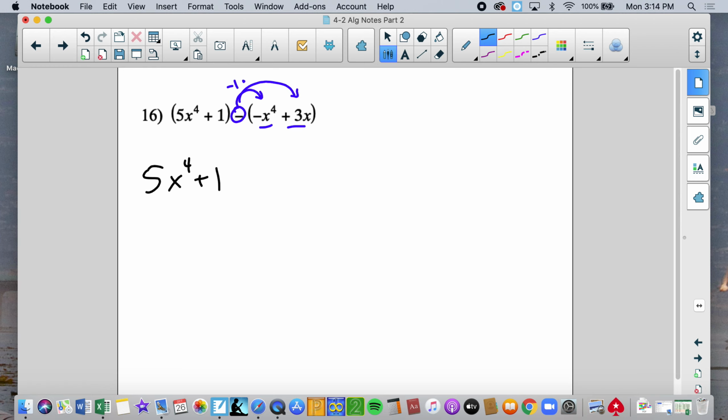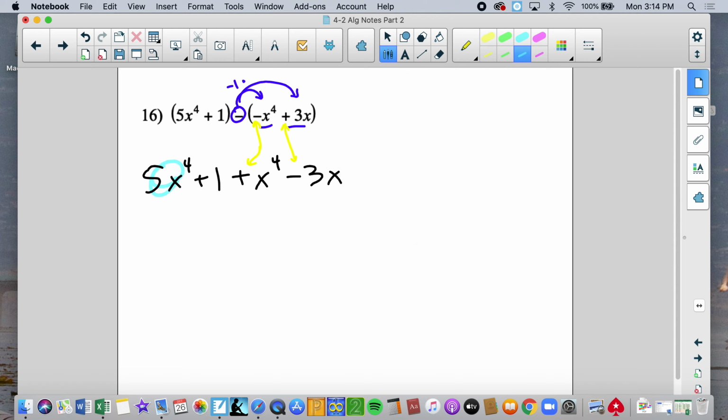So negative 1 times negative x to the fourth gives me positive x to the fourth. Negative 1 times positive 3x gives me negative 3x. You'll notice that we changed the sign. Negative became positive, positive became negative. All we're doing is changing the signs of the terms inside the parentheses. So now we look, do we have like terms? Yes, we have like terms.